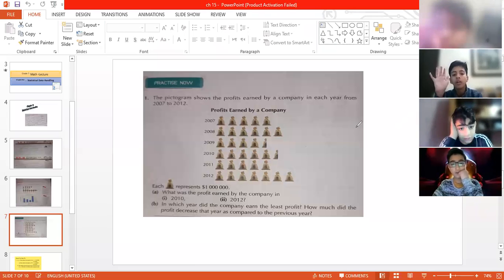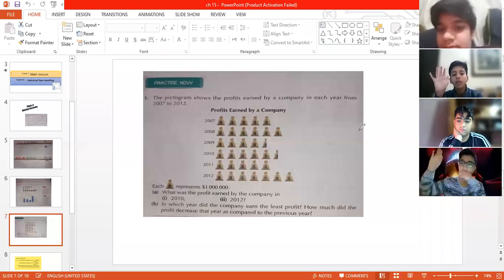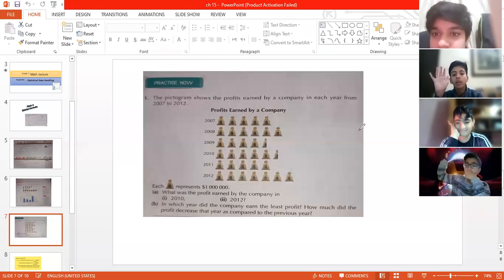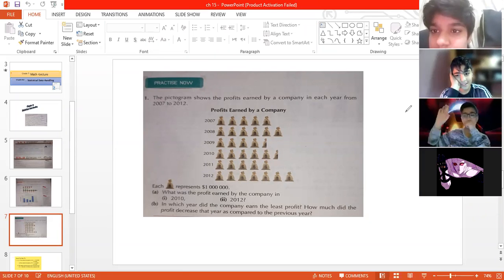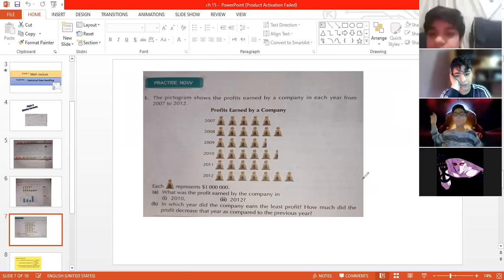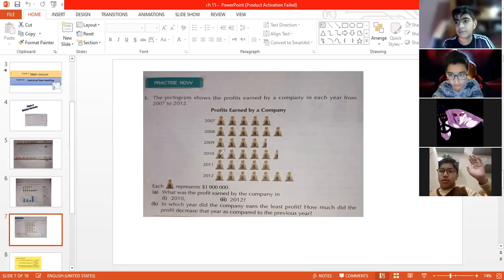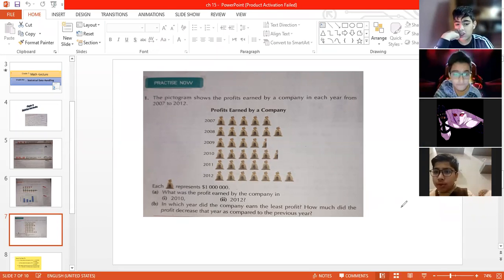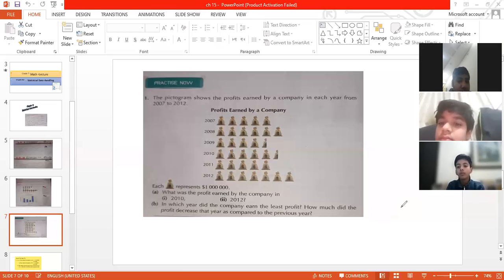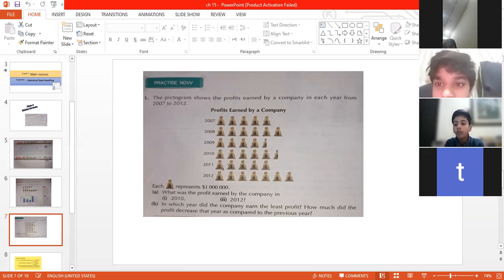Yes, Abdullah Waris. Abdullah Waris, unmute yourself. Tell me what will be the profit in 2010. Okay, Hashir Saqib, tell me what will be the profit in 2010. Ma'am, 55 lakh. Yes, 55 lakhs. What will be the profit in 2011? Hamza, what will be the profit in 2011?